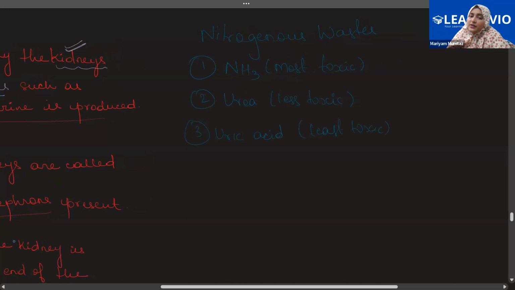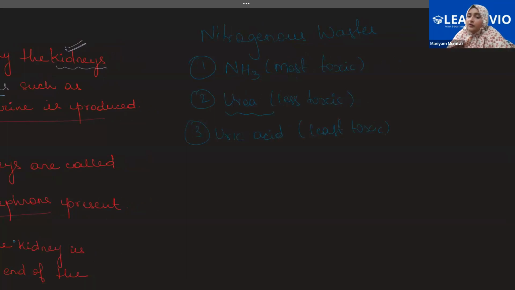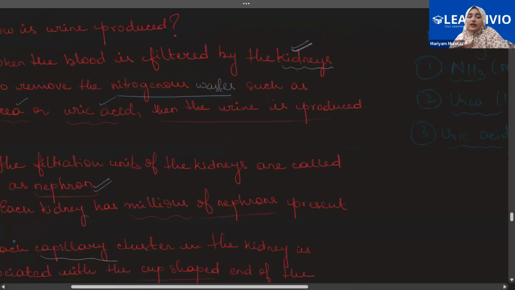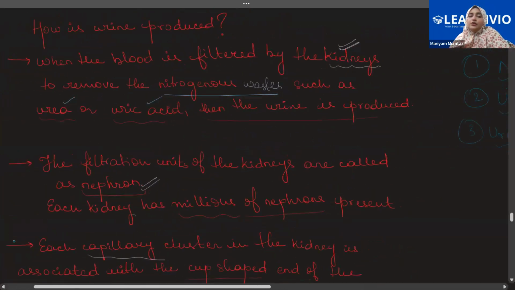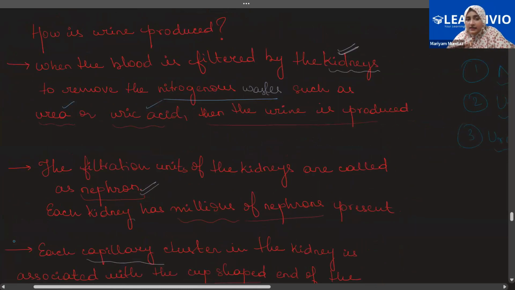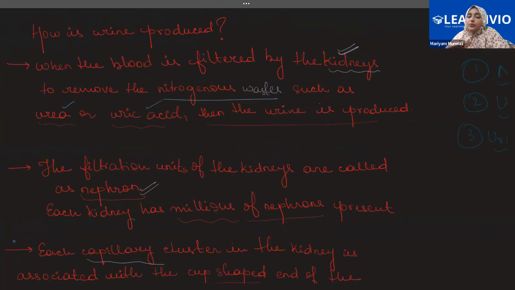Now, we humans excrete urea. Fishes excrete ammonia, and uric acid is for the birds. Birds excrete uric acid. So these are the nitrogenous wastes and their toxicity. Now, when the blood is filtered by the kidneys to remove nitrogenous waste such as urea or uric acid, then urine is produced. The filtration units are known as nephrons.